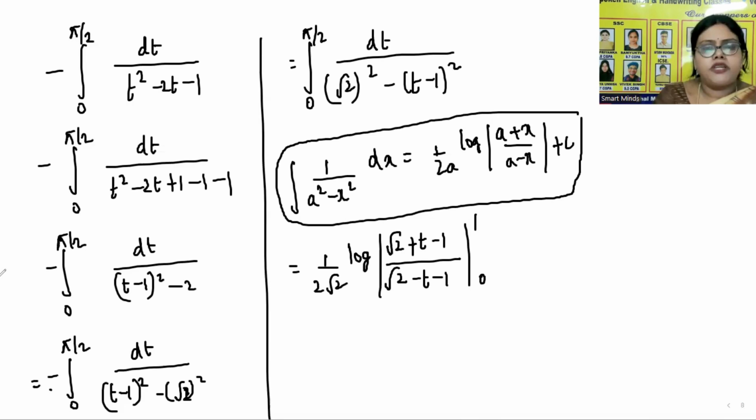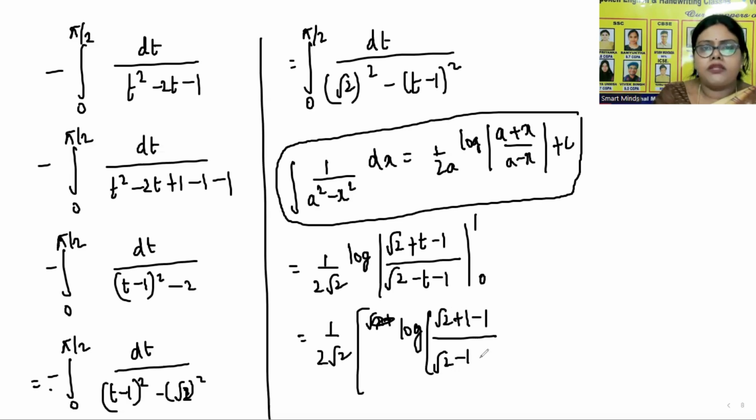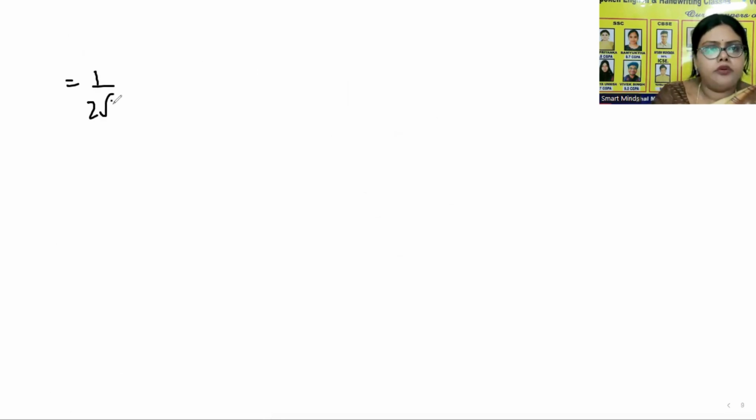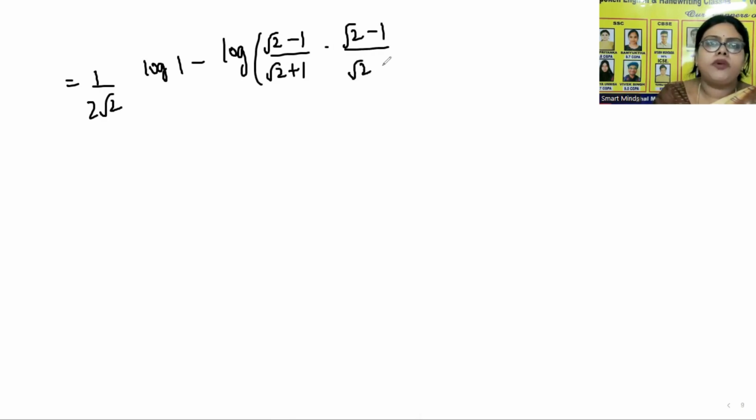Once we have done the substitution, the limits will change. So that is 1 by 2 root 2 into log root 2 plus 1 minus 1 by root 2 minus 1 plus 1, minus log root 2 plus 0 minus 1 by root 2 minus 0 plus 1. This is the application of limits. Now after you apply the limits, plus 1 minus 1 will get cancelled. So you will get 1 by 2 root 2 log 1 minus log root 2 minus 1 by root 2 plus 1. We can rationalize it, root 2 minus 1 by root 2 minus 1.